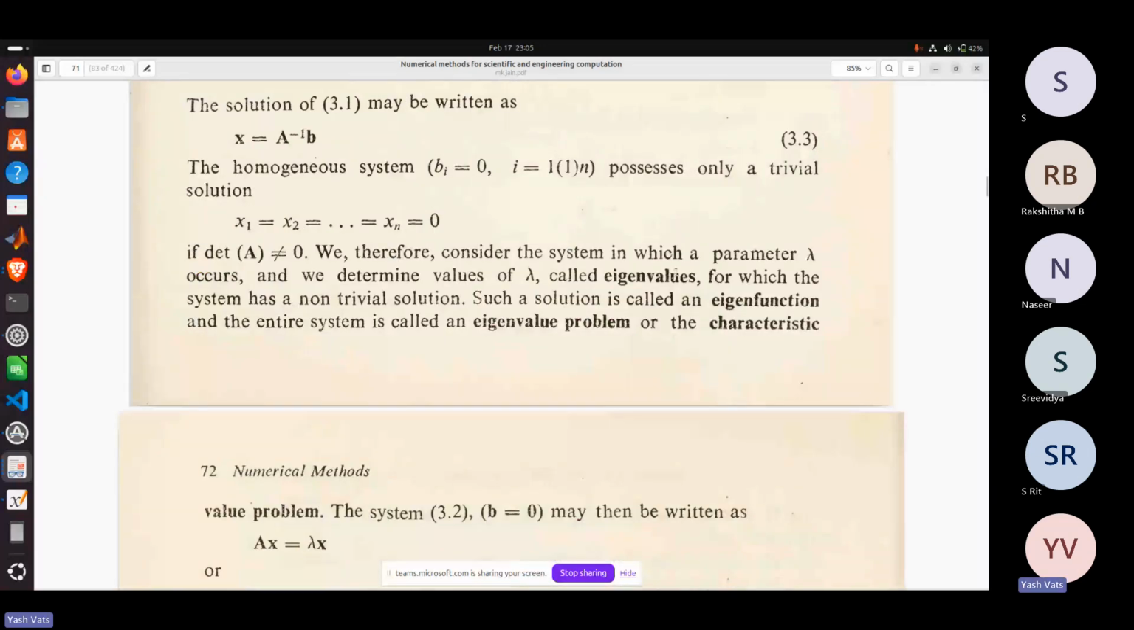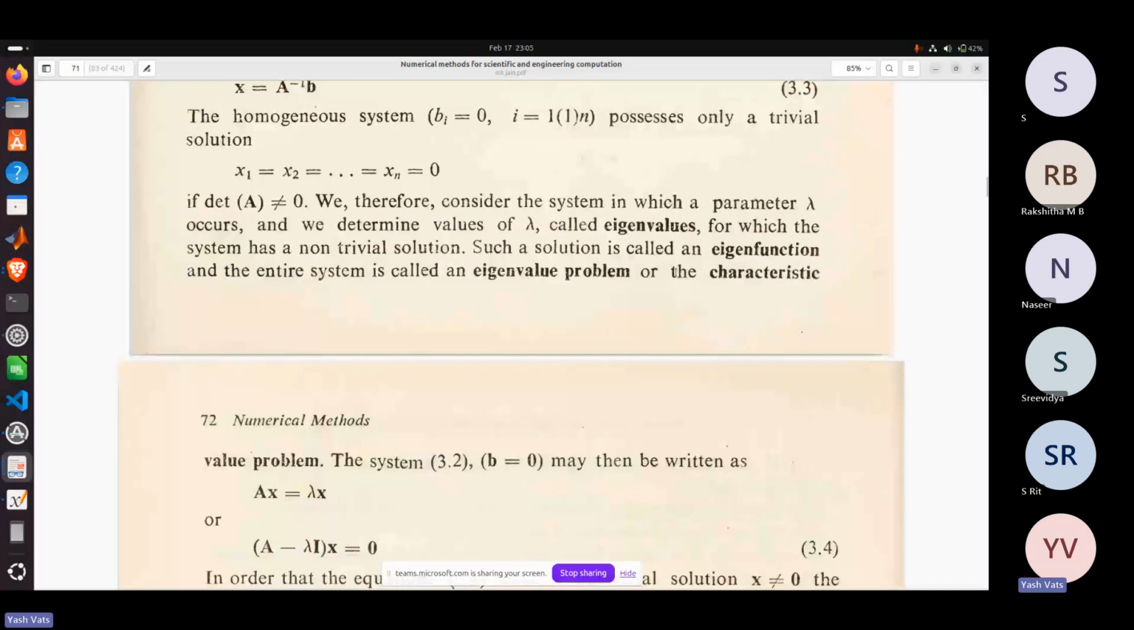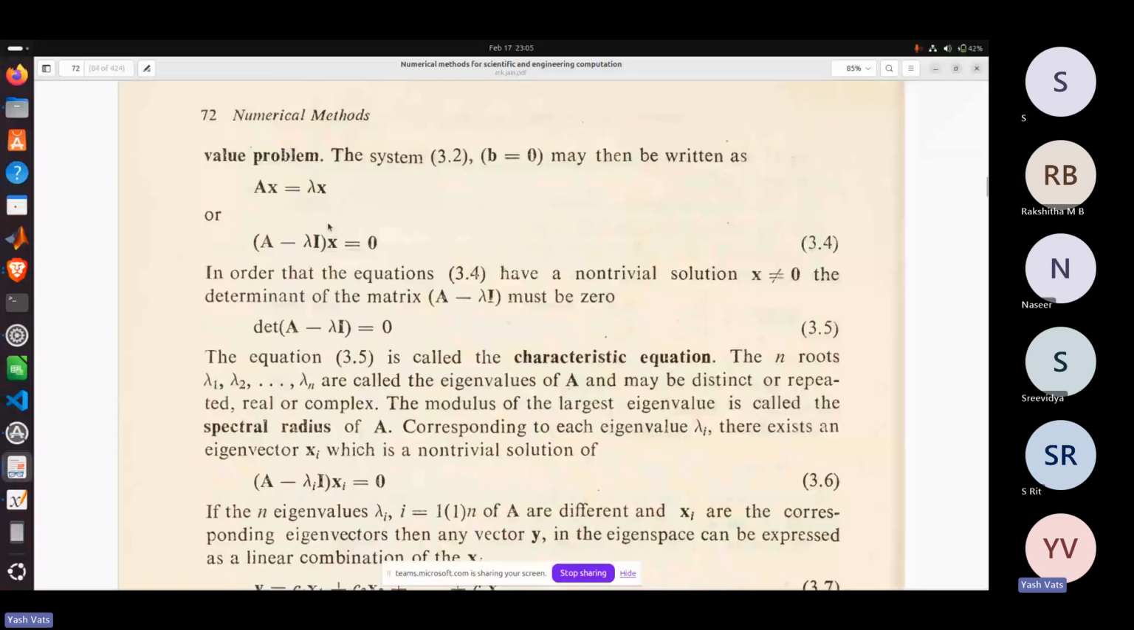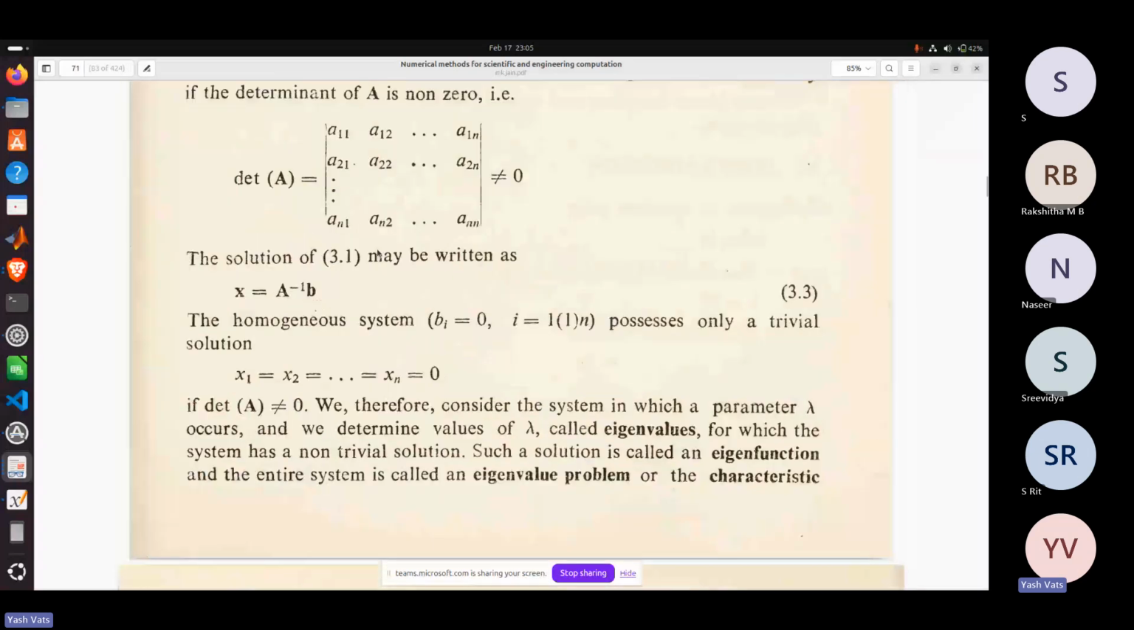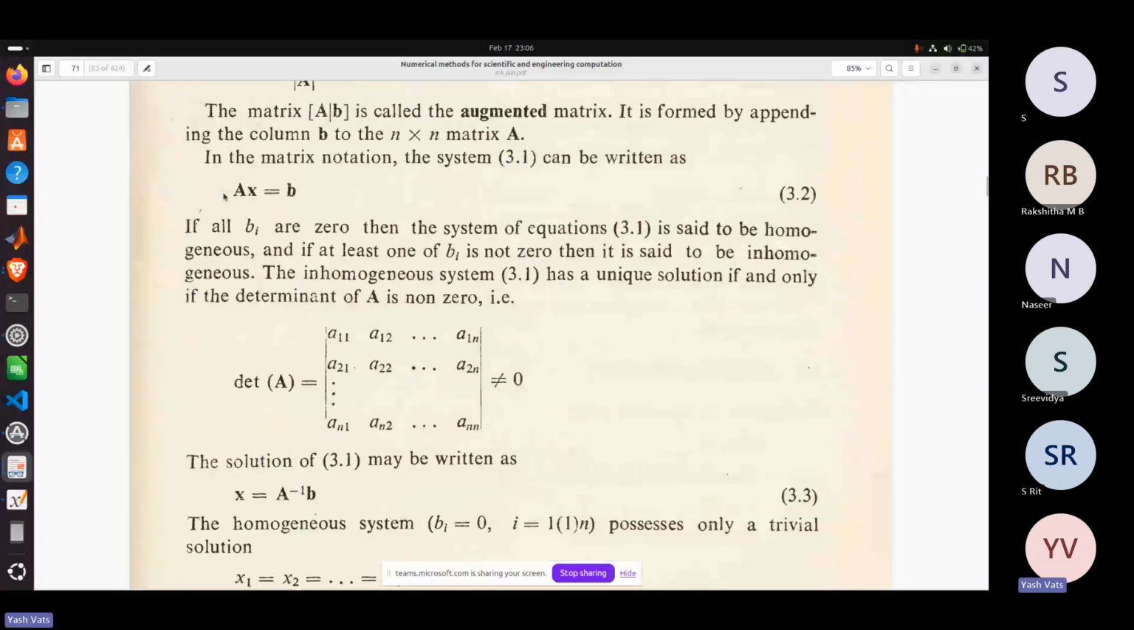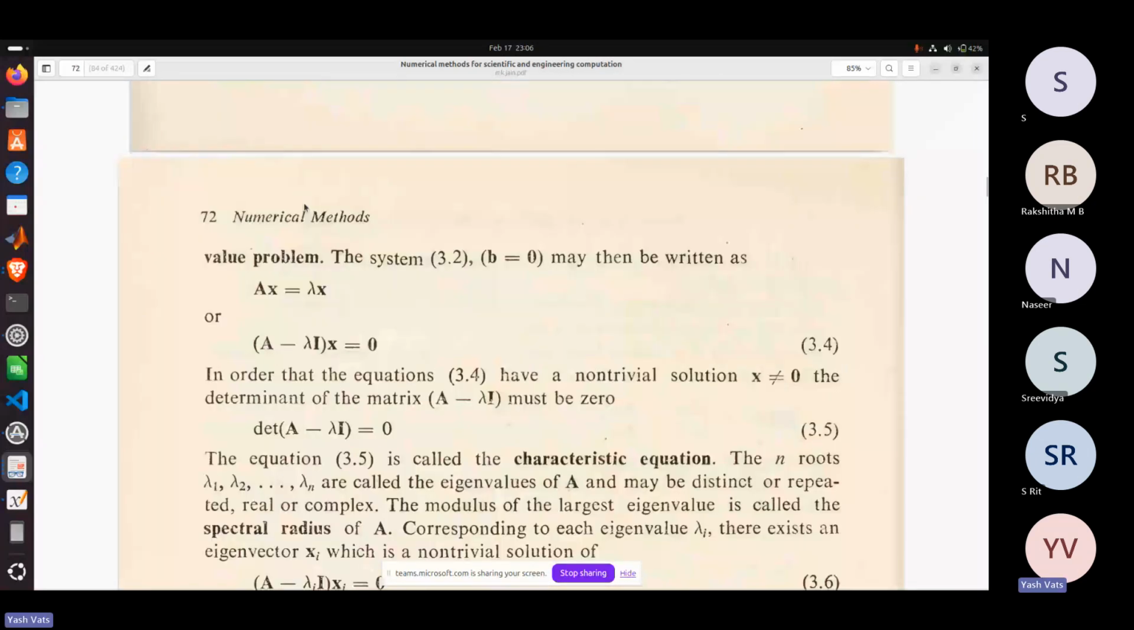Then we are going to see what eigenvalues are. Is this clear, everyone? What is the solution of a system? Yes, I think so.